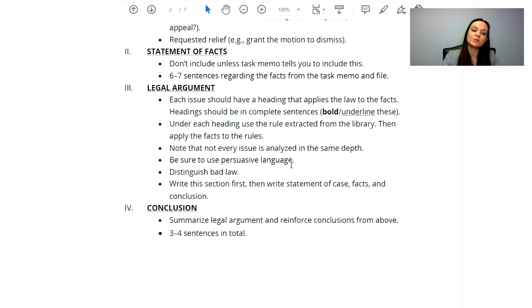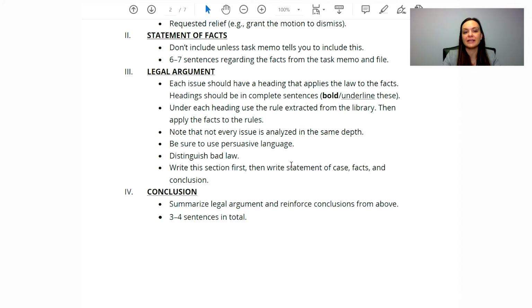Next comes your legal argument, which you're always going to have. This is a component of the MPT. If they're asking you to draft a persuasive brief, you'll definitely have to draft this. So for each issue, you should be separating these out by separate headings. And these need to be strong headings. And by that, I mean you need to craft a heading that applies the law to the facts, and they need to be in a complete sentence. You want to draw positive attention to these so that it jumps off the page to the grader. So make sure you're doing that by bolding and or underlining these headings.